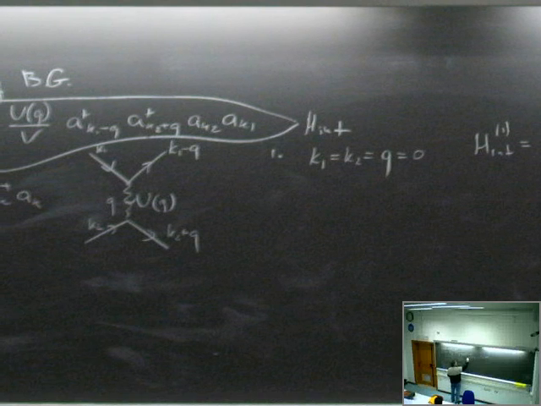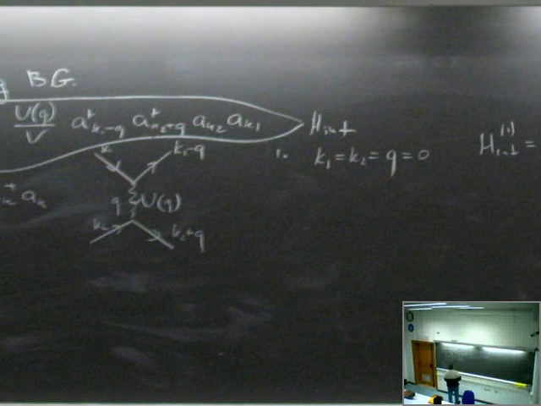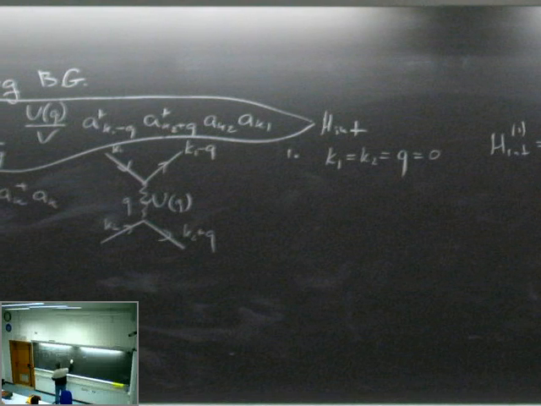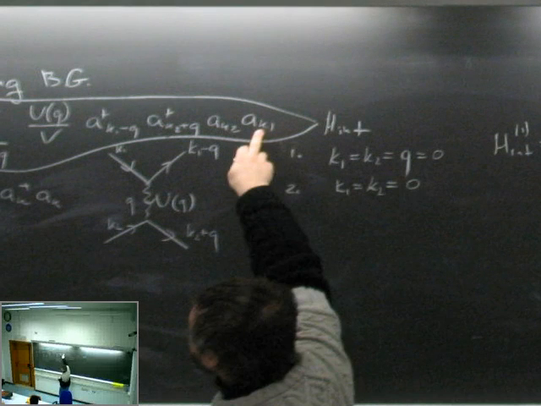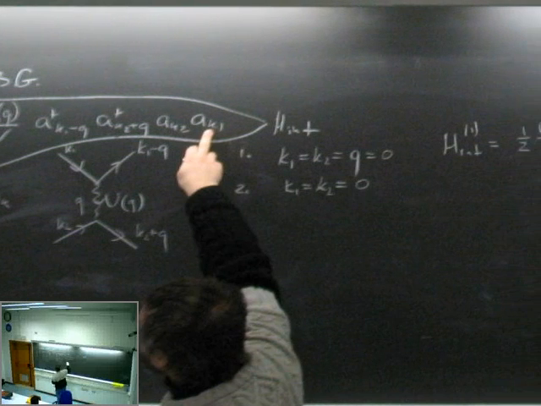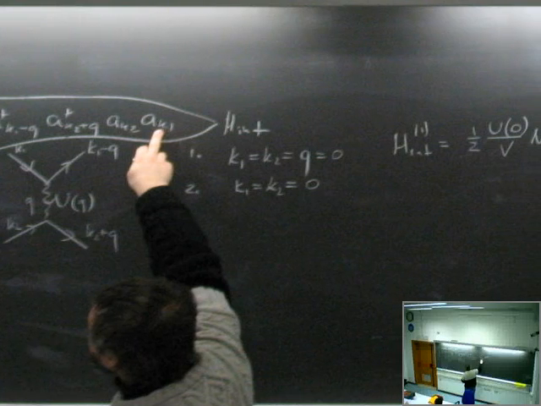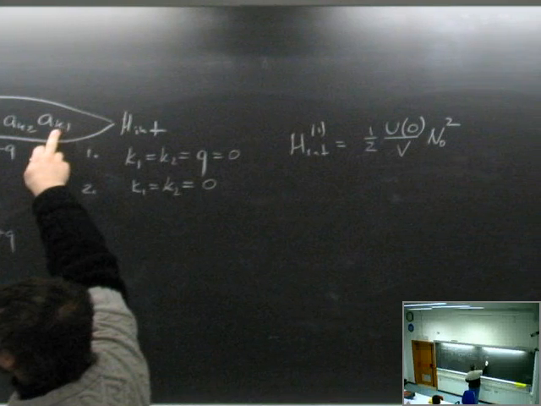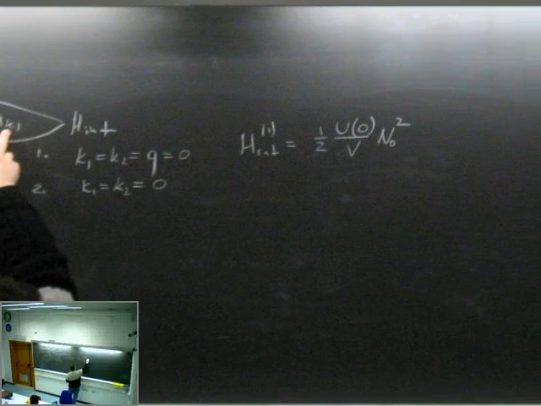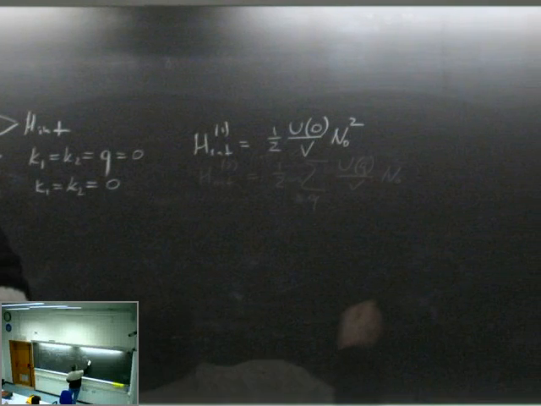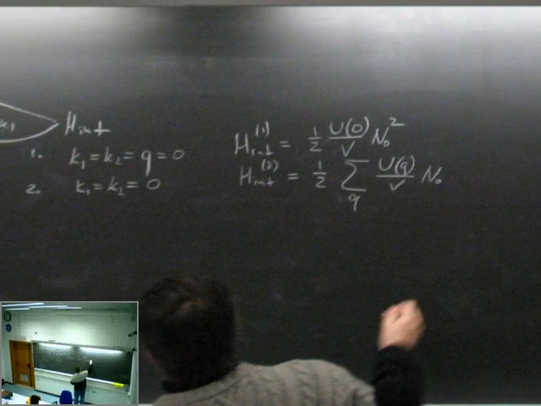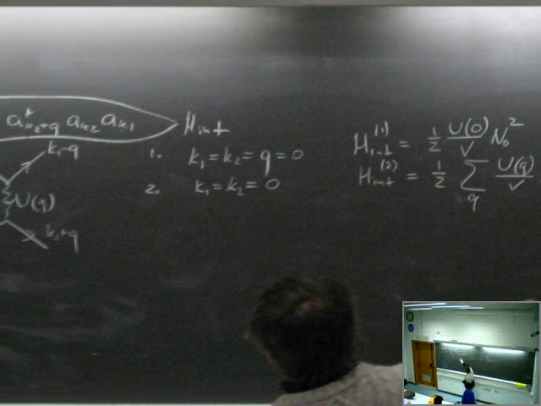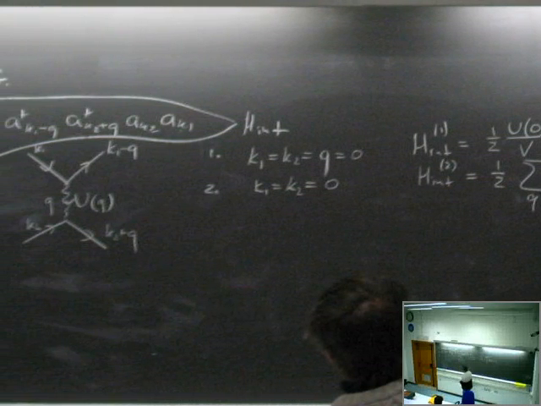Then I can have a process where, for example, K1 is equal to K2 equal to 0. So these two momenta are equal to 0. What remains, H interaction 2, is equal to 1/2 sum over Q, U_Q over V, n naught times a dagger minus Q, a dagger Q. Because K1 is equal to 0 and K2 is equal to 0.